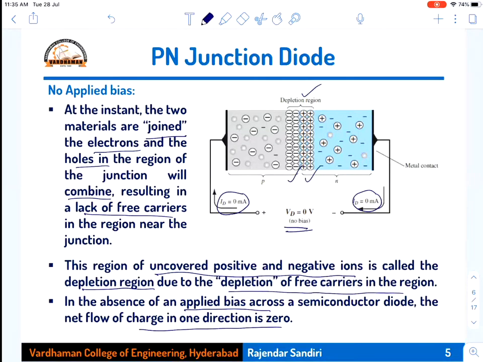Junction has got no depletion region. The carriers are not moving. I am not applying any external voltage. Therefore, under no bias condition, current is zero, depletion region exists, and there will not be any movement of charge carriers. These are all the important points.